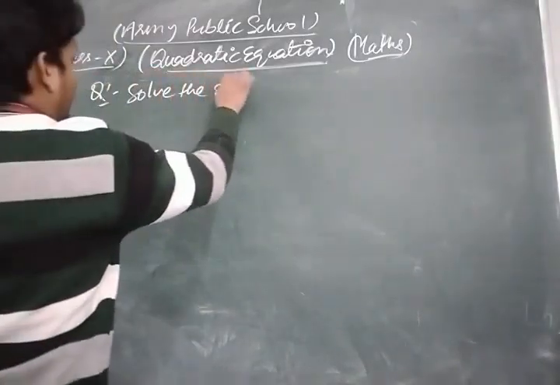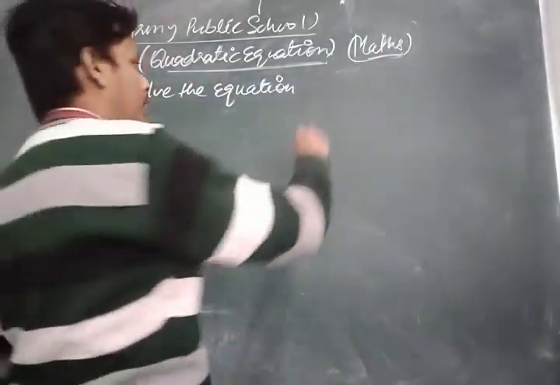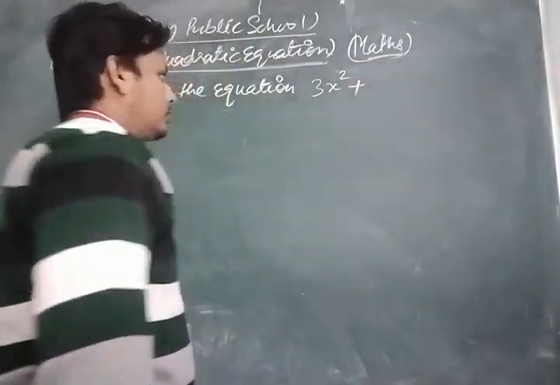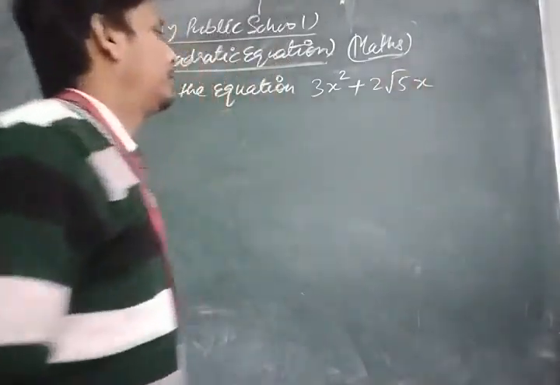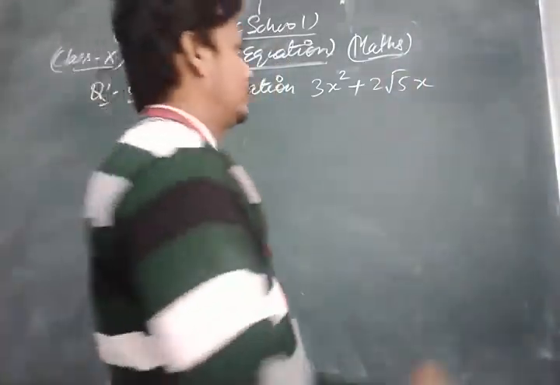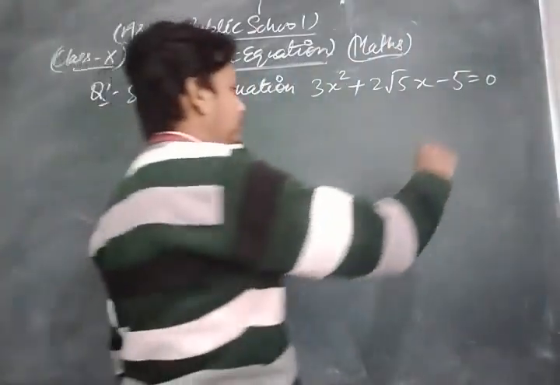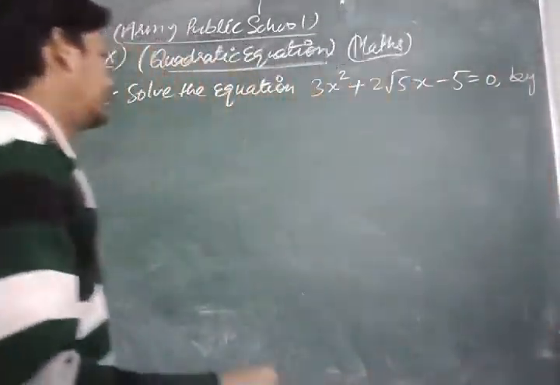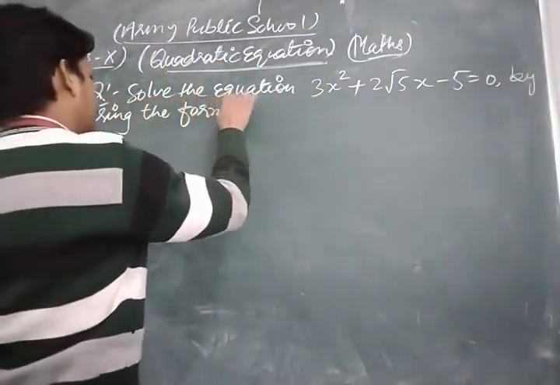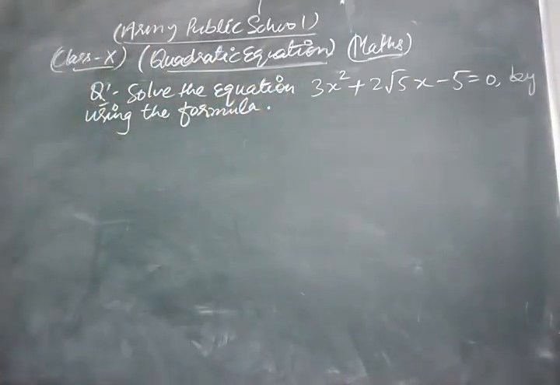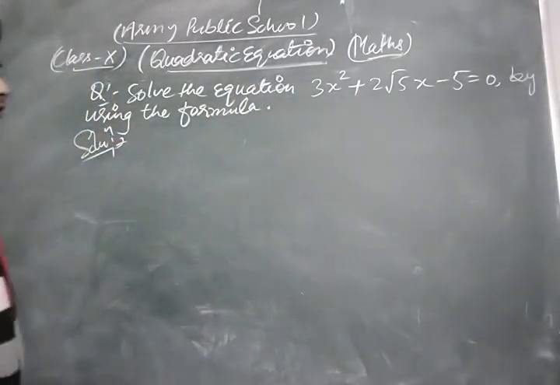Solve the equation 3x square plus 2 root 5x minus 5 is equal to 0 by using the formula. Now let's see its solution.